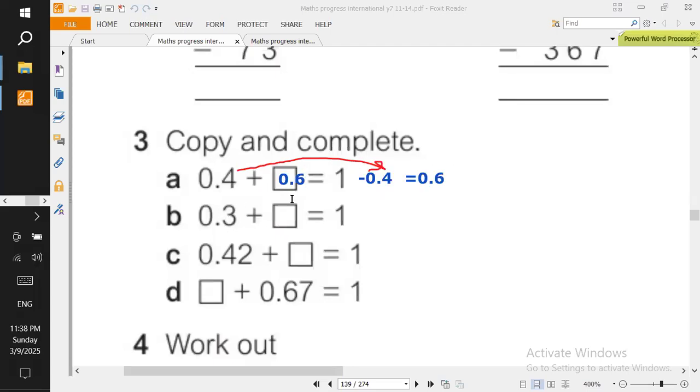Same idea here. I can take this by subtraction. So it's going to be 1 minus 0.3. 1 minus 0.3 is going to be 0.7. So the answer here should be 0.7. Same idea with all of these questions. Just take the number you have here to the other side, subtract it, and then find the answer. Let's move on to the next one.